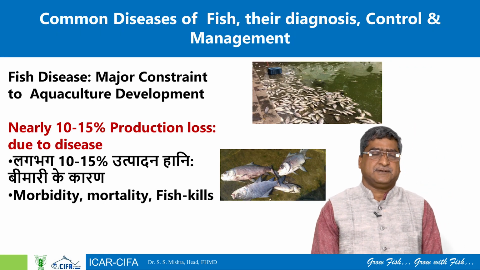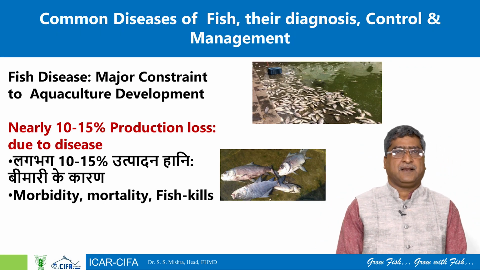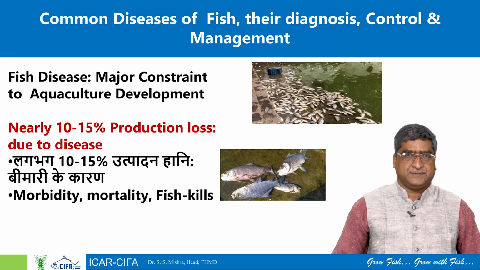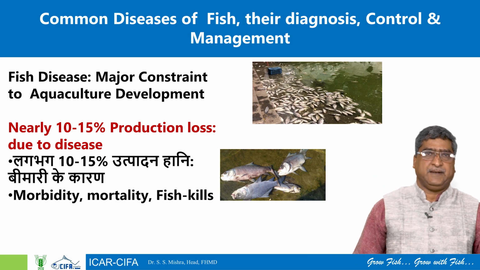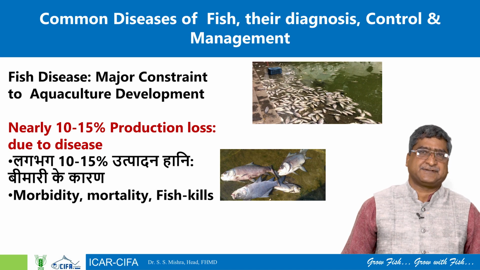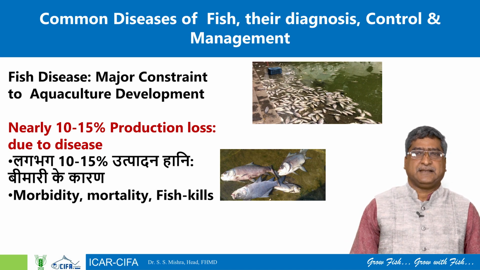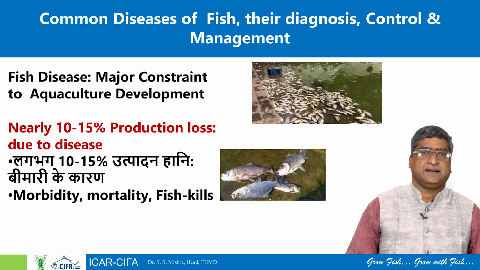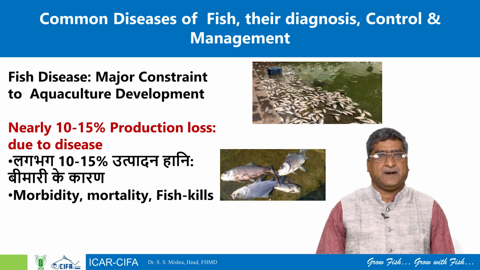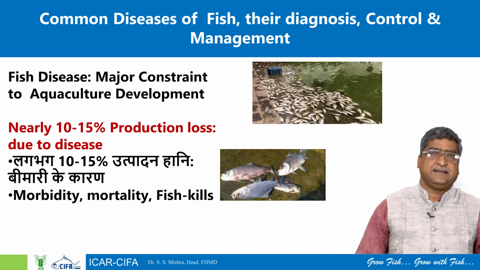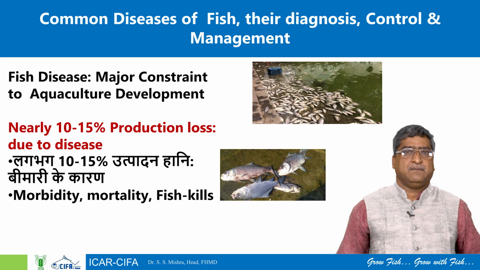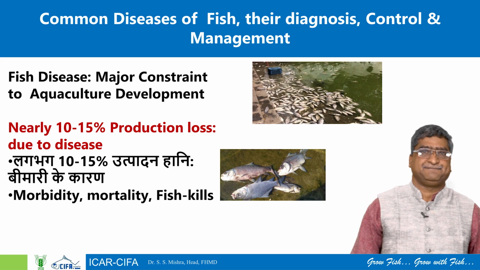Now, today's topic for discussion is common diseases of fish in freshwater aquaculture, how to diagnose them, and how to control and manage them. Now, fish disease. Fish disease is a major constraint to aquaculture development. As you know, nearly 10 to 15% production loss occurs due to disease. Disease may be in the form of morbidity, mortality, and fish kills that cause economic loss to the farmers.